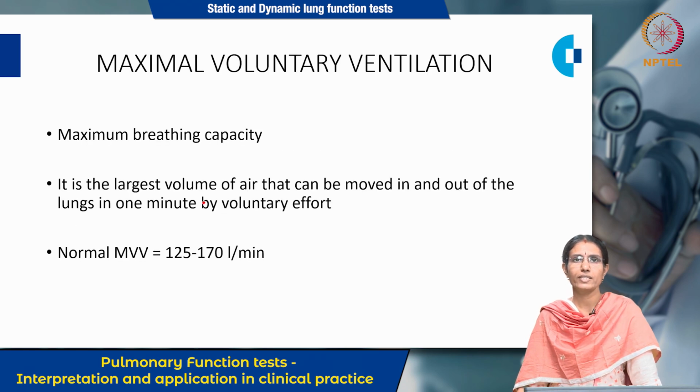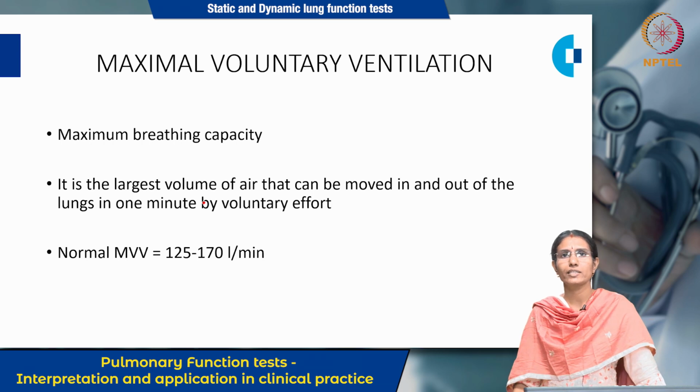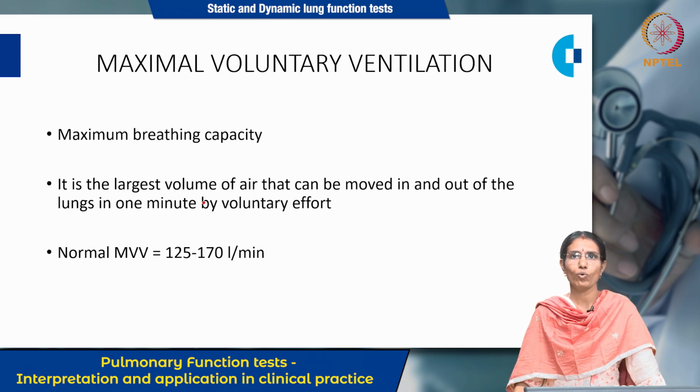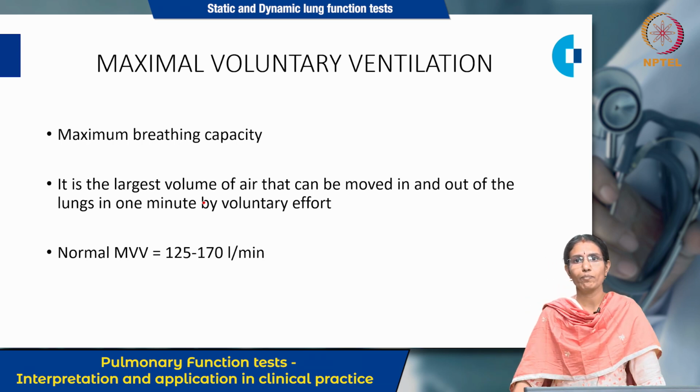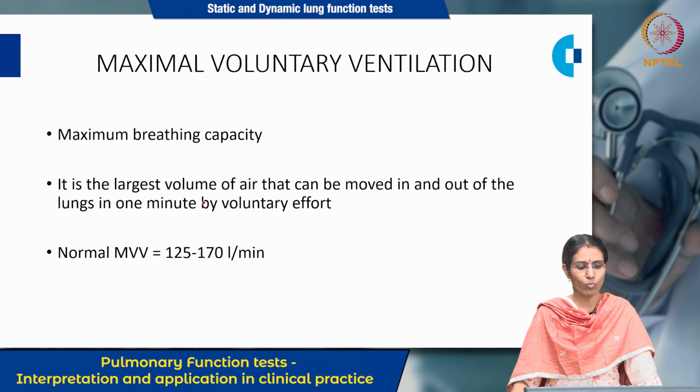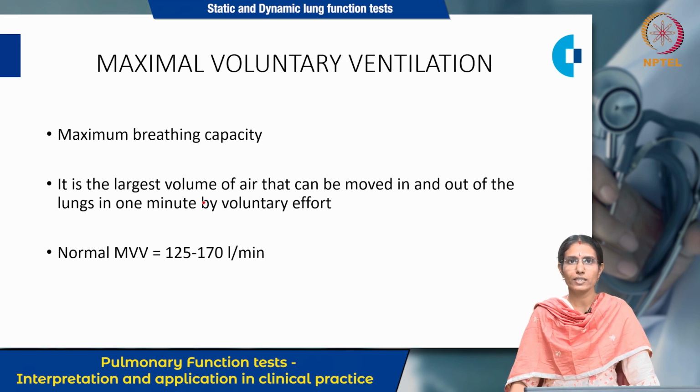Now let's see the next parameter, maximum voluntary ventilation. What is maximum voluntary ventilation? That is the maximum breathing capacity. We have already seen minute ventilation. This is similar to that, but it is the largest volume of air that can be moved in and out of the lungs in 1 minute by voluntary effort. Normal maximum voluntary ventilation is around 125 to 170 liters per minute.